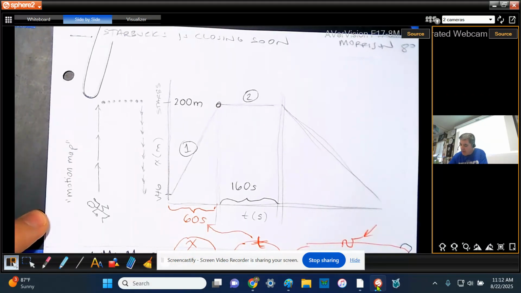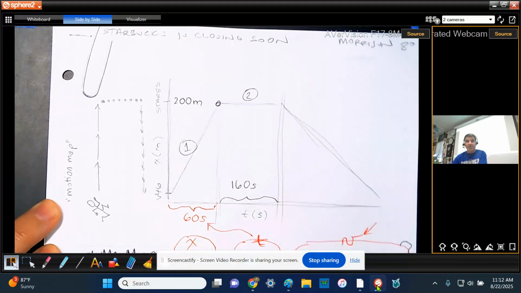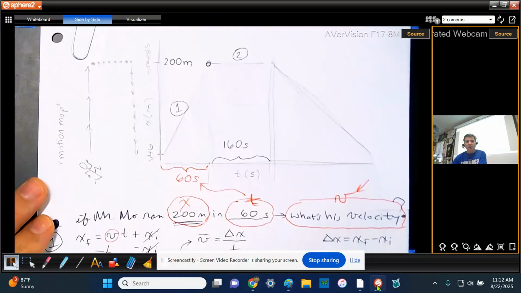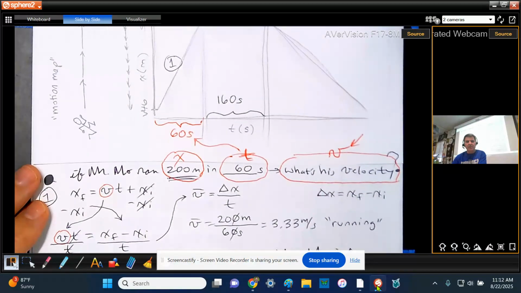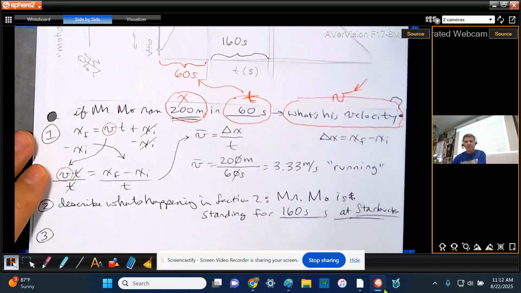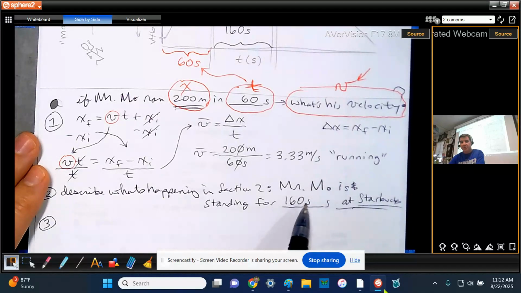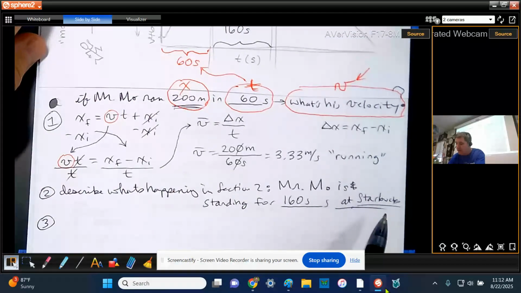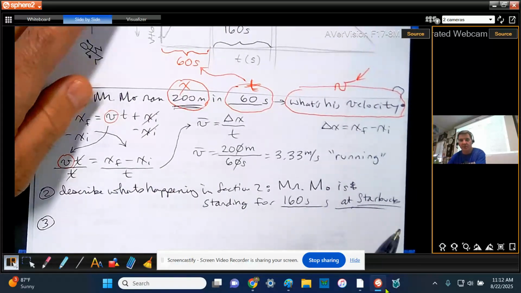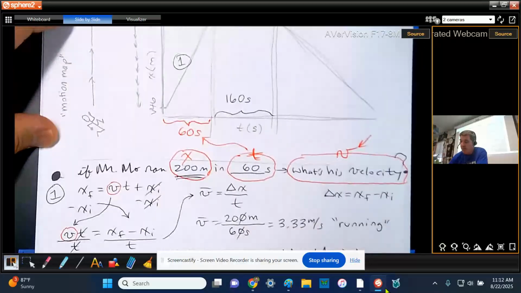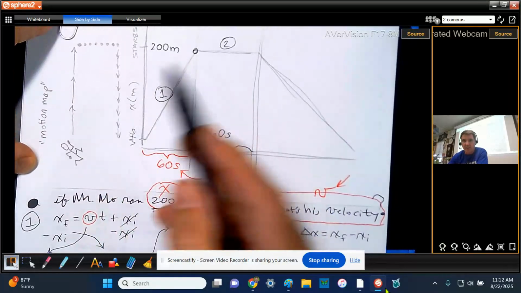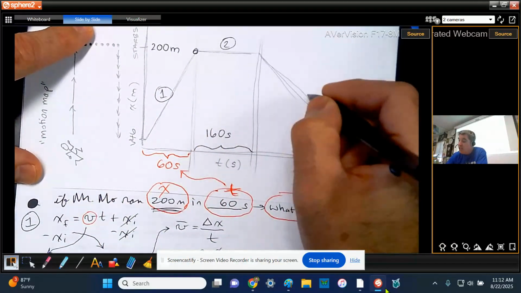Okay. Number 3. You see how the progression's here, right? Did you not see that? Was that not on the screen? Okay. Describe what's happening in section 2. Mr. Mo is standing for 160 seconds at Starbucks. I don't know if I was on the screen at that moment, but you get the idea. It's more important you're seeing this anyway. Okay. So section 3.